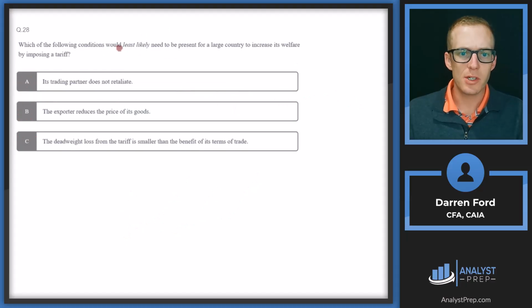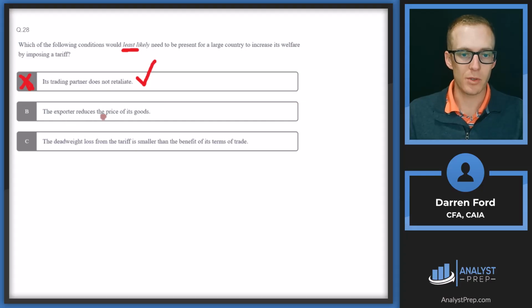Answer C. Which of the following conditions would least likely need to be present for a large country to increase its welfare by imposing a tariff? So least likely need to be present, meaning 2 of these will need to be present to increase our welfare by imposing a tariff. So A, its trading partner does not retaliate. This would need to be present, so we can rule this out. If we impose a tariff on another country, but then that other country just imposes a tariff on us on other goods, that's really going to cancel out this benefit. And so them not retaliating is what would help us, because that's going to bring in more tariff revenue.